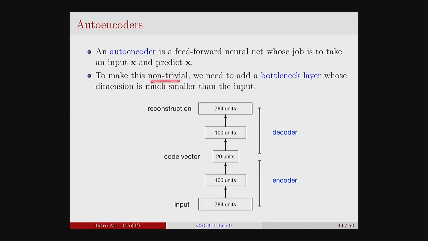To make this non-trivial, because there's a really simple solution to learn how to predict something, which is to learn the identity function.